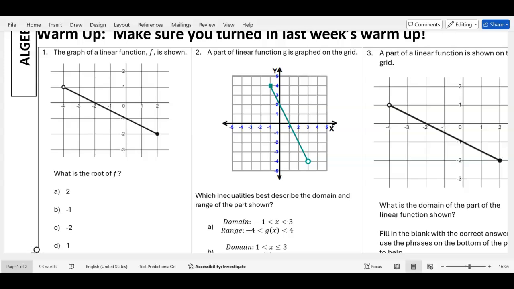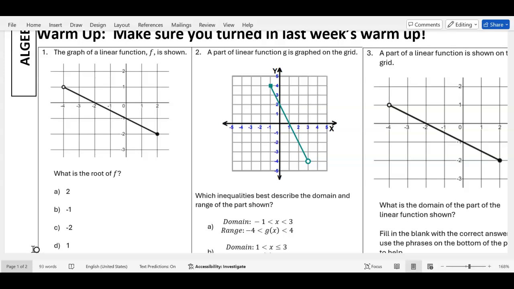A solution. What's another one? Zero. Does that sound familiar? A root is a solution, is a zero, and those all mean the same thing. They are x-intercepts. So if you see root or zero, that's asking you, where does it cross the x?